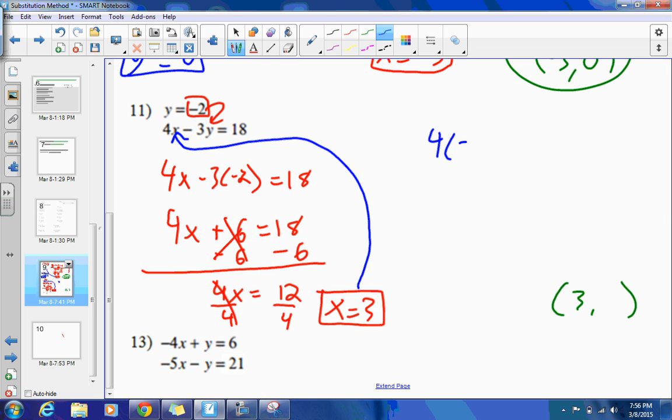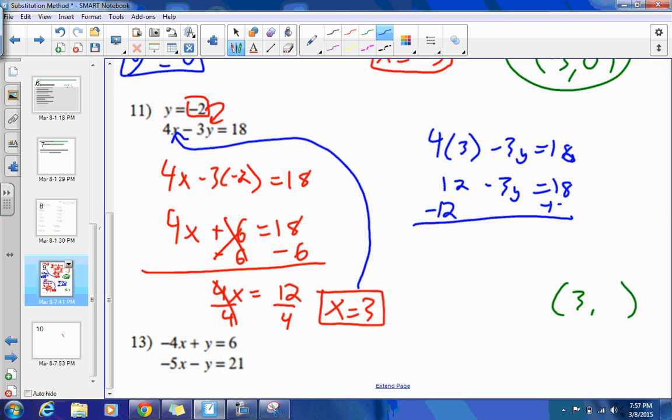So it'll be 4 times 3 minus 3y equals 18. This is 12 minus 3y equals 18. Subtract 12 from both sides to get rid of that positive 12 over there. You get -3y equals 6, and when you divide both sides by -3, y does indeed equal -2.